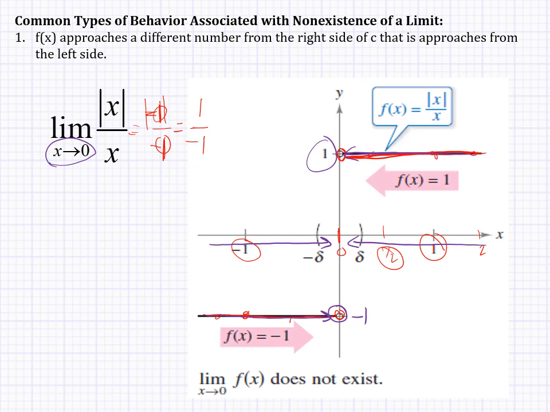So since I don't have a single finite y value that I'm approaching, as I approach 0 from this side and this side, I get negative 1 here, I get positive 1 as my y value here, we would say that this limit does not exist, and we use DNE to represent that. There is no value, single finite value, that this limit is equal to. So that's the main reason why a lot of the limits you're going to look at don't exist. That's not the only reason, though, but it's one of the main reasons.